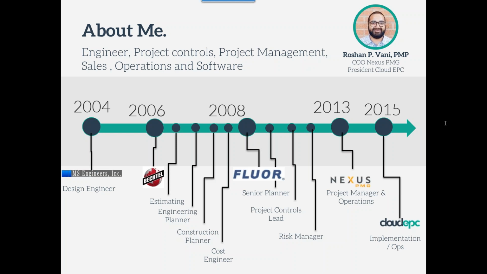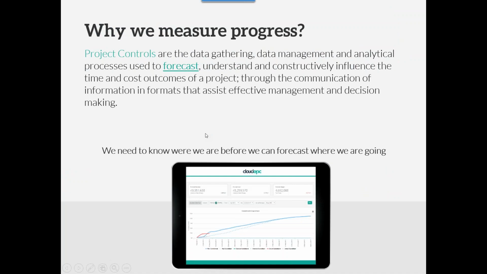I spent a lot of time on the Cloud EPC side implementing the software in different organizations, and it's funny, everyone does it just slightly differently, but more or less has the same struggles with percent complete and tracking progress. If you've been tracking project progress, you've probably heard this stated a couple of times: we need to know where we are before we can forecast where we're going, and forecasting is really the core of project controls.